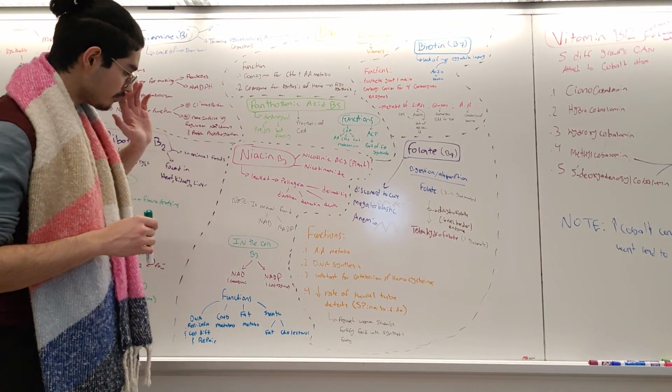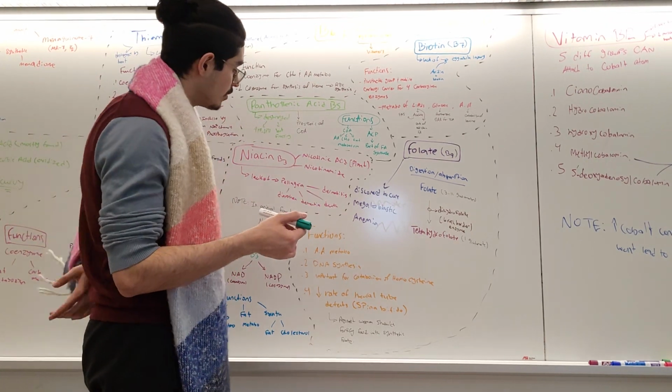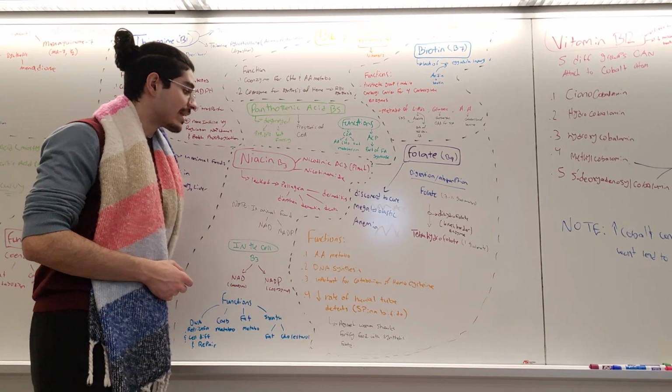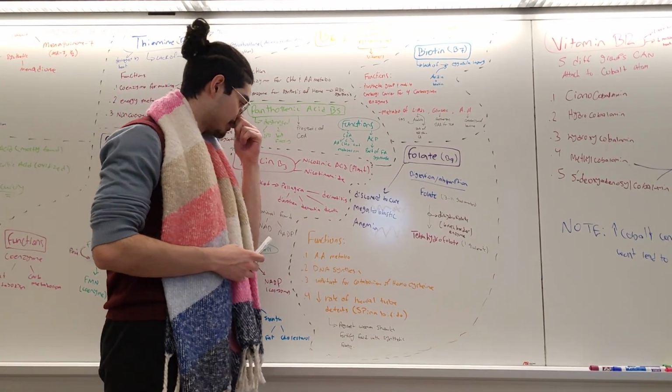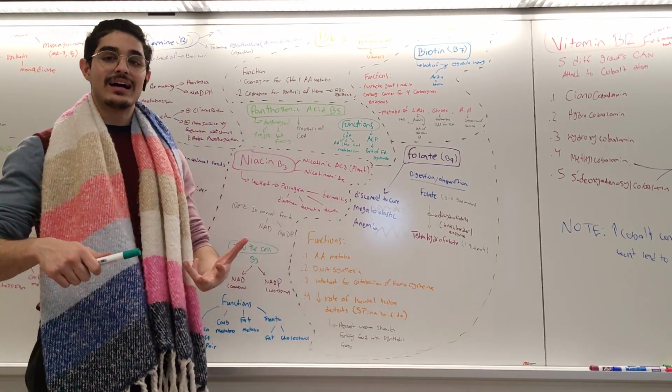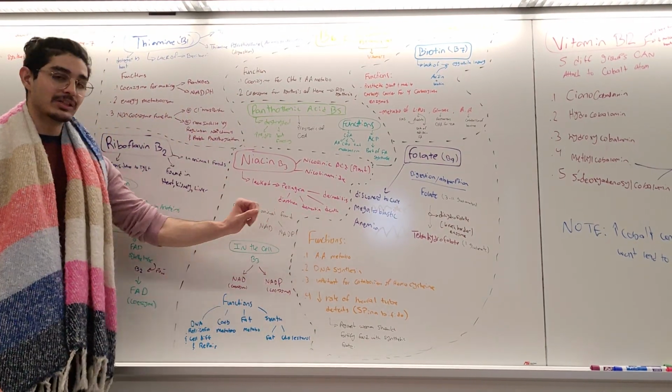Now, what does a lack of niacin lead to? It can lead to pellagra. And pellagra is characterized by the 4 Ds: dermatitis, diarrhea, death, and dementia.